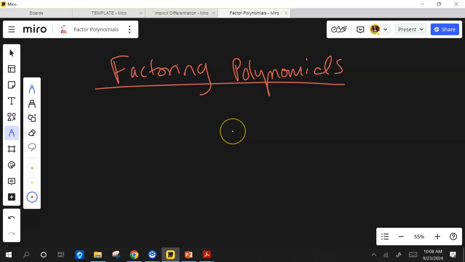Now, Grayson, what number times itself 3 times gives me 216? 6. What number times itself 3 times gives me 8? 2. What number times itself 3 times gives me 343? 7. What number times itself 3 times gives me 64? 4. Okay.